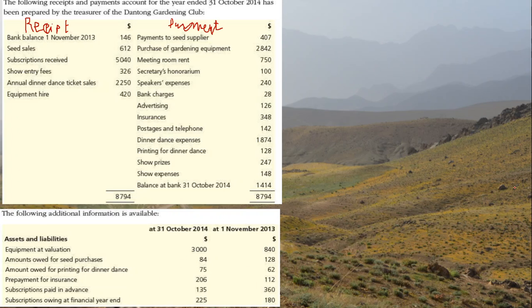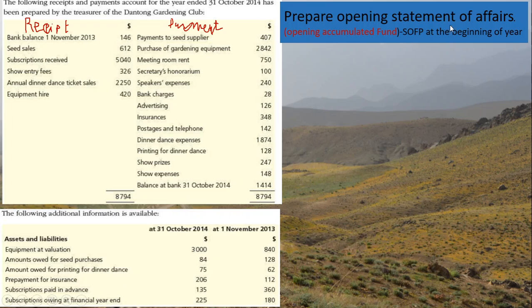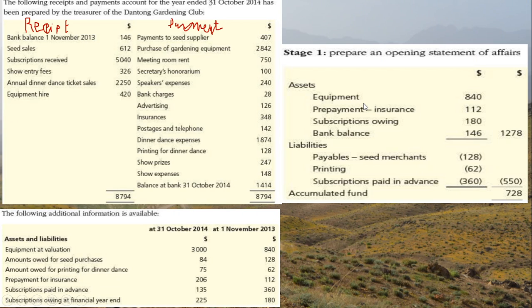Now what we need to do is focus on the steps, and the first step is to prepare the opening statement of affairs. If you ask why we need to prepare this, it's to calculate the opening accumulated fund. Opening accumulated fund means opening capital. It's basically preparing your statement of financial position at the beginning of the year. So at the beginning of the year we need to prepare the statement of financial position. So this is the answer. I'm going to explain how this has been prepared.